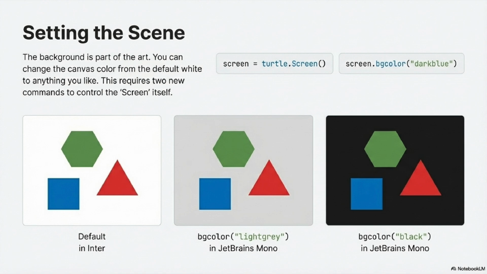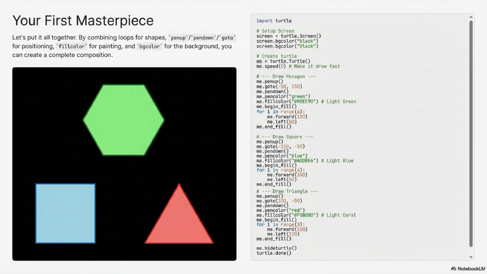We can also change the background color of the whole canvas. This helps set the mood of our artwork. First, we create the screen. screen equals turtle.Screen. Then we set its background color. screen.bgcolor dark blue. And we can choose any color name we like, such as light gray or black. Now it's time to put everything together and create a complete picture.